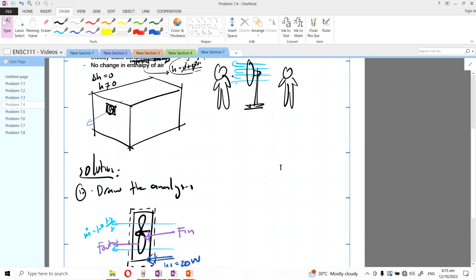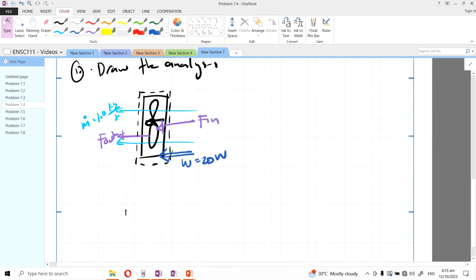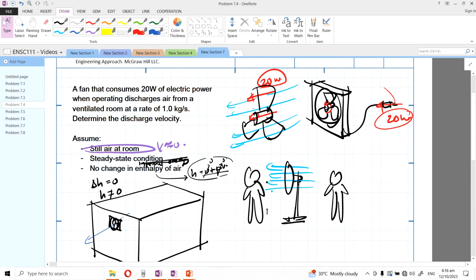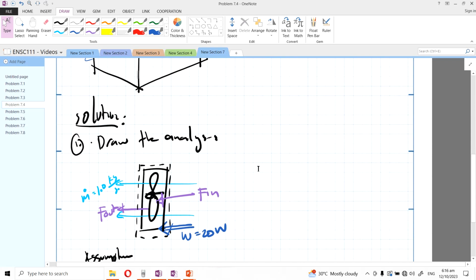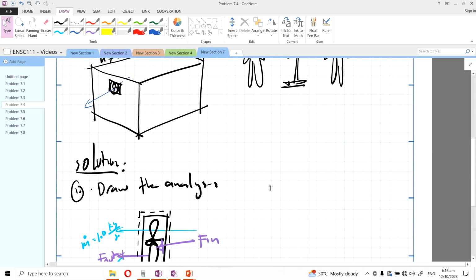Right. So what's next? Once we draw the analysis, we state our assumptions here. We say delta H is 0, delta PE is 0. Delta K is not 0, because obviously we feel there is a velocity on this side. So now let's write the equation.